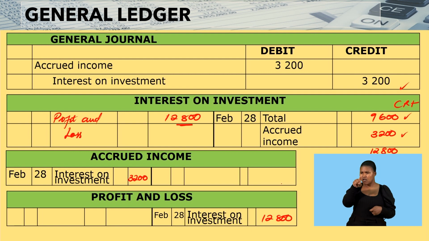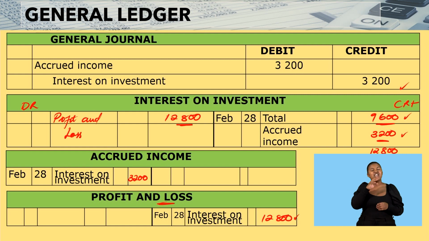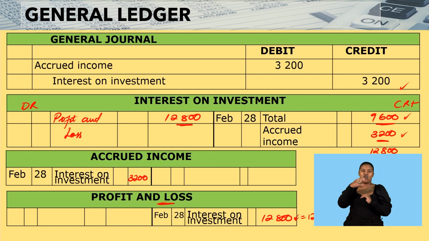Very important that in your interest on investment account, you must add these two amounts, that is your 9.6 and 3.2, to get the 12.8, which you then bring to the debit side and then you close it off to your profit and loss. The full amount now, 12.8. Remember, this now becomes interest for 12 months. We have adjusted in this case.